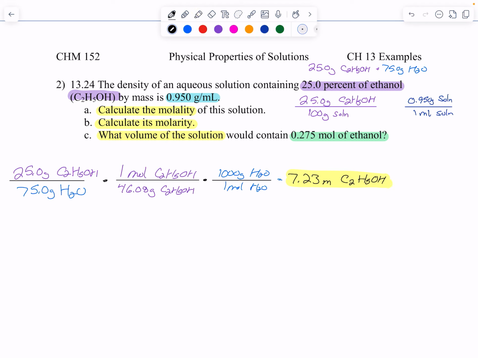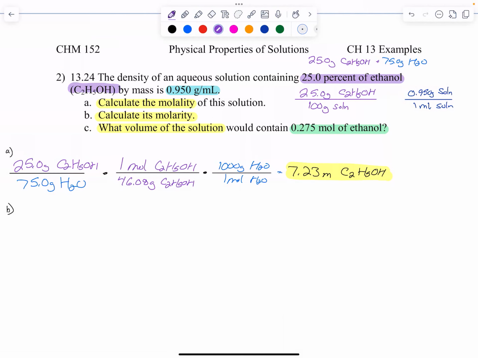If we do B, molarity. All right. So now, so that's A. For B, I'm just going to start with the density of 25.0 grams of C2H5OH per 100 grams of solution. And we got the same thing coming down here, right? We have 46.08 grams of ethanol is 1 mole.